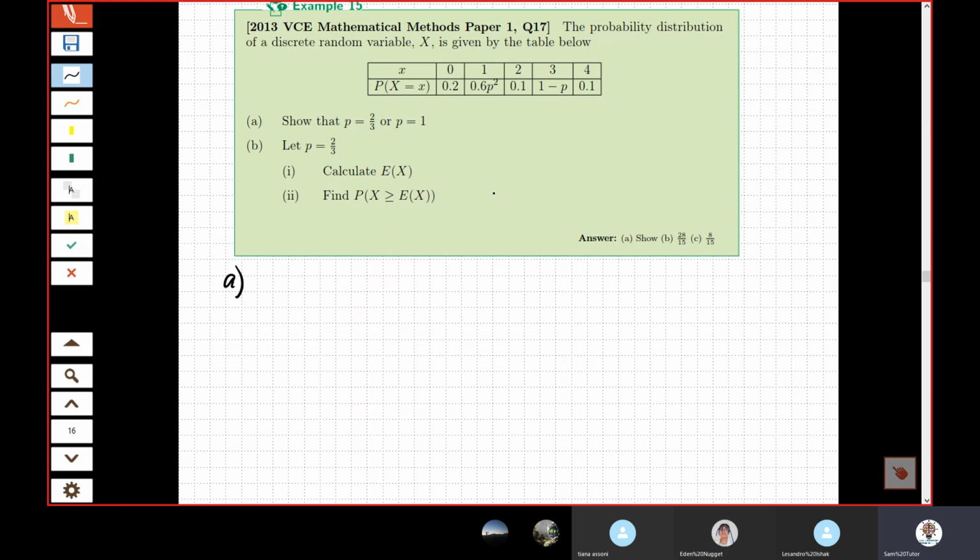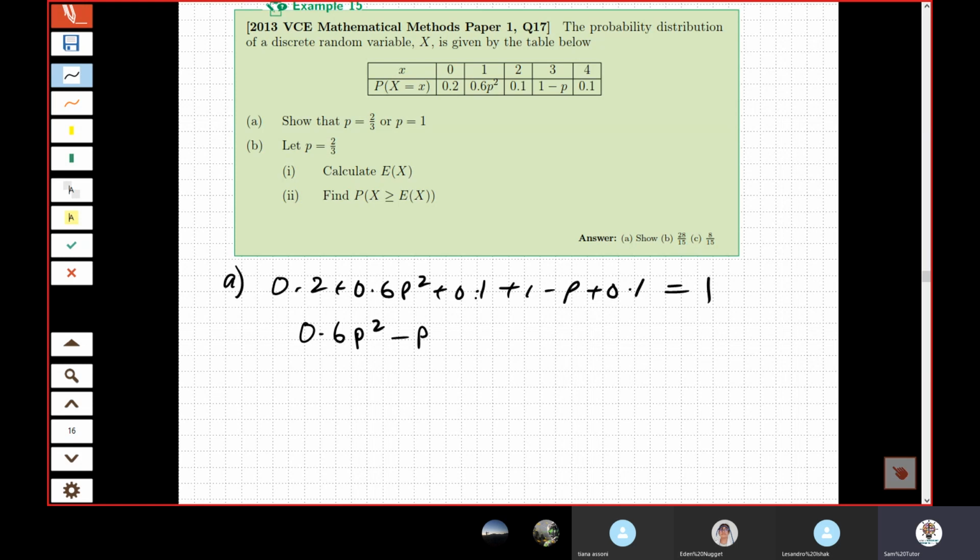Yeah? Go ahead, Eden. You can add 0.2, 0.6 p squared, 0.1 to equal 1. That makes sense. Again, you're just going to sum all the probabilities at the bottom. It's got to equal 1. That's the only condition you know. And there you go, you will find P from this. Because it's got 2 answers, what kind of function must this one be? Quadratic.